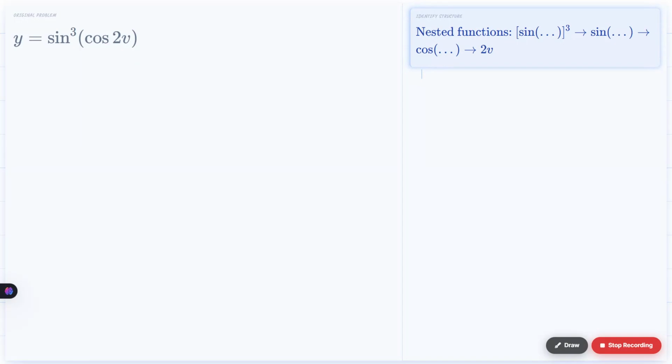We look at the four layers inside the function. We do this to see how the parts are nested. Each layer must be handled one by one.